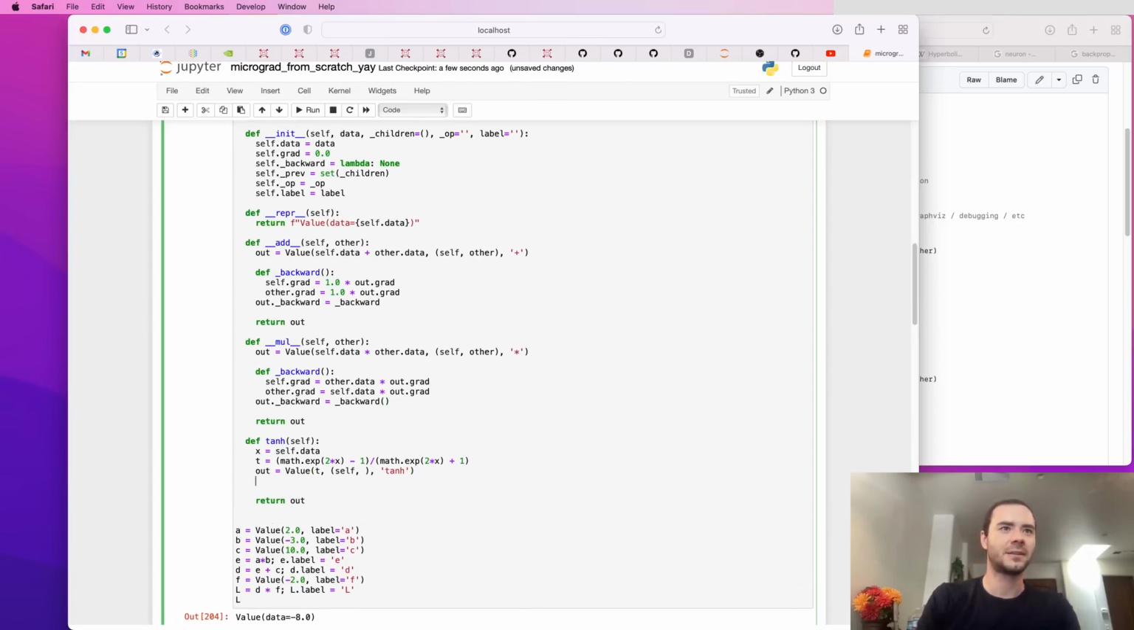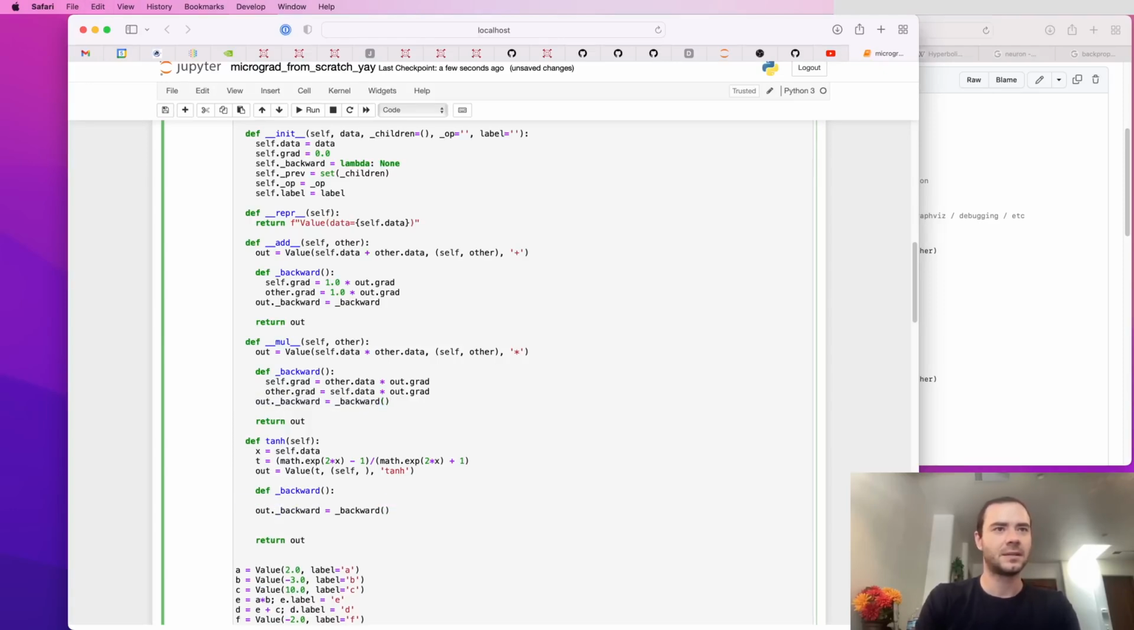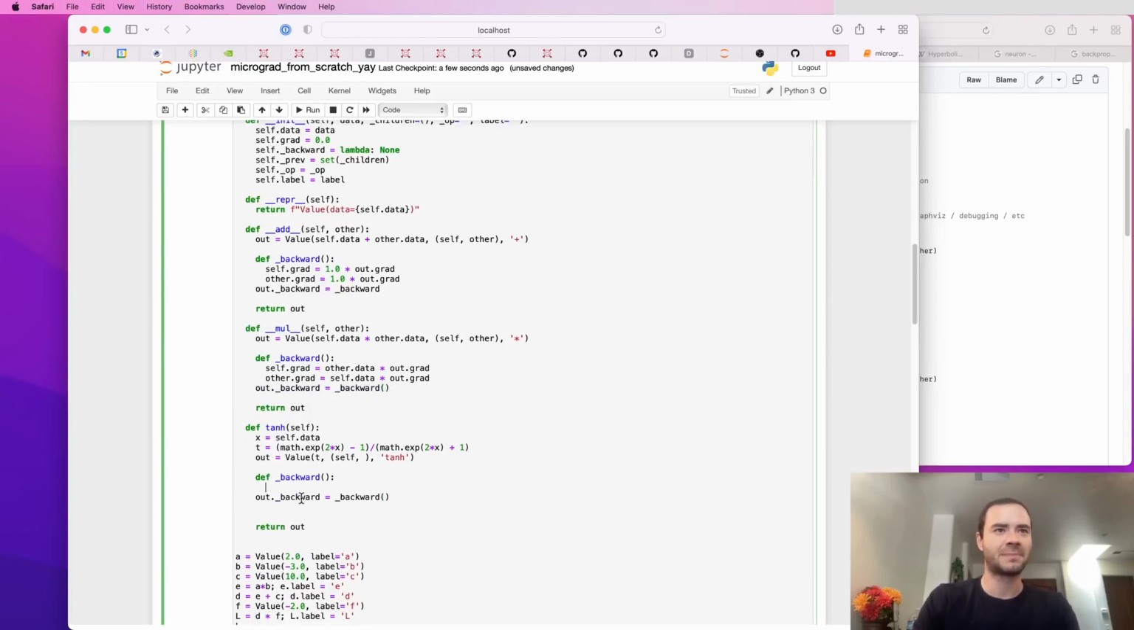And finally here for tanh, that backward. And then we want to set out's backward to be just backward. And here we need to backpropagate. We have out.grad, and we want to chain it into self.grad.